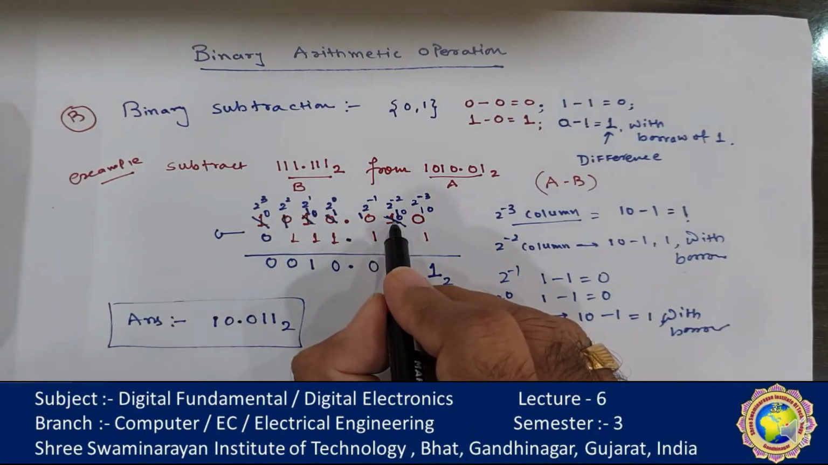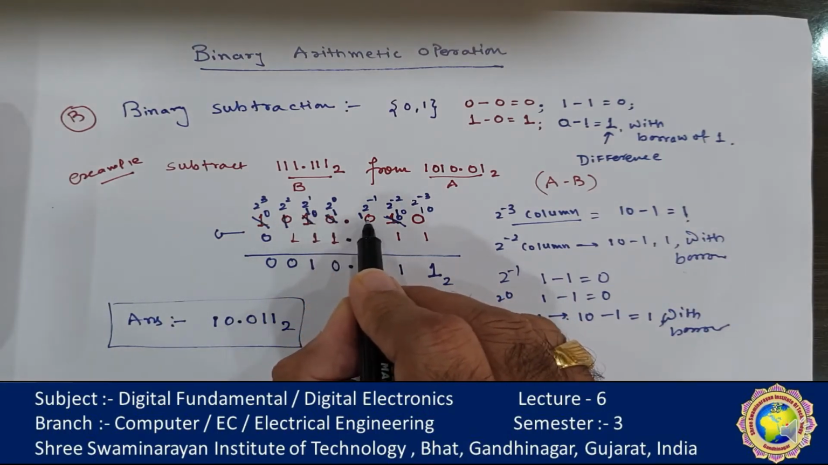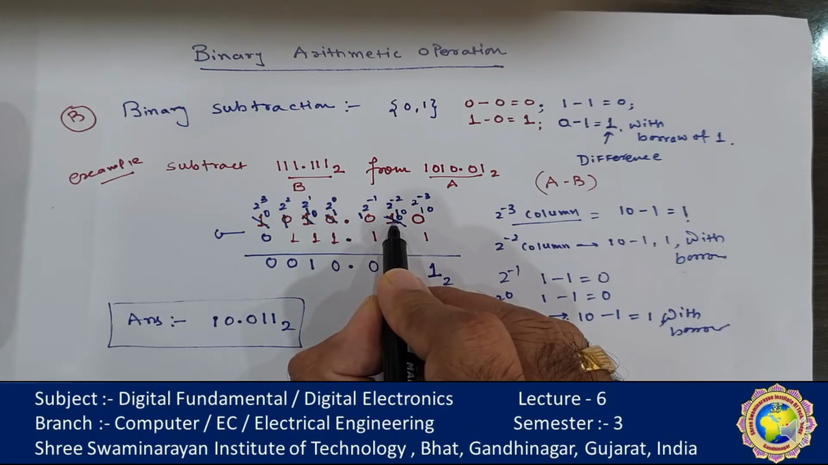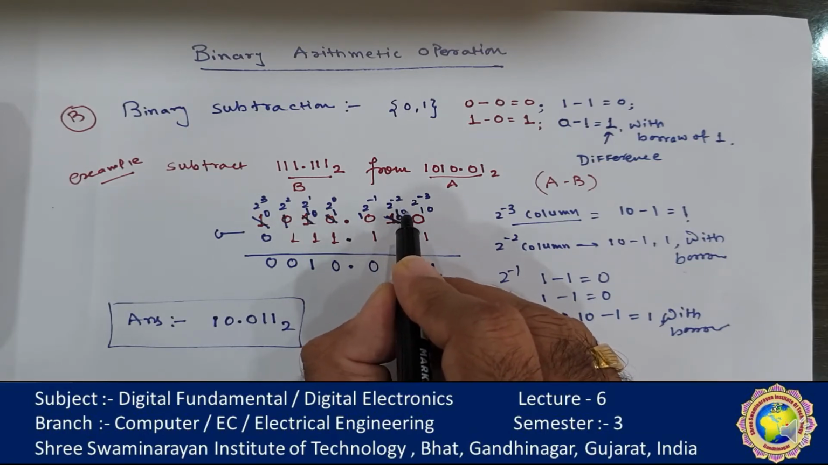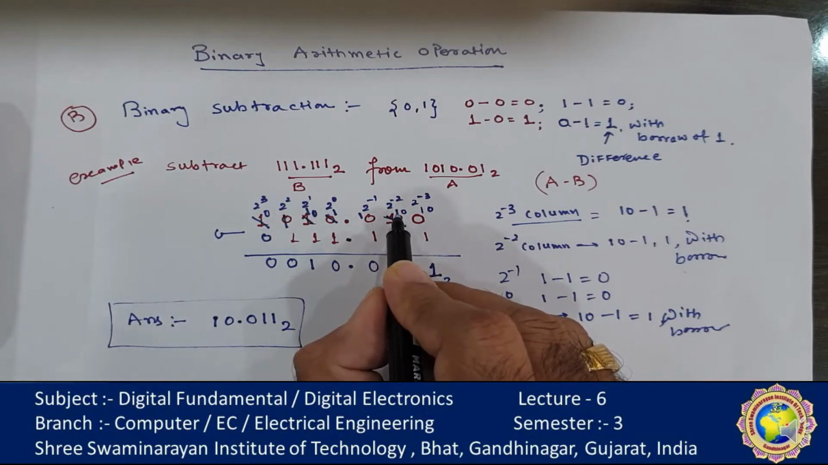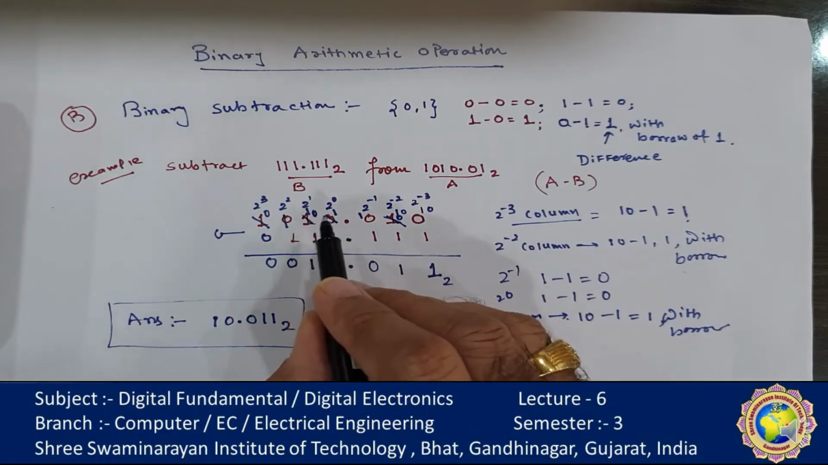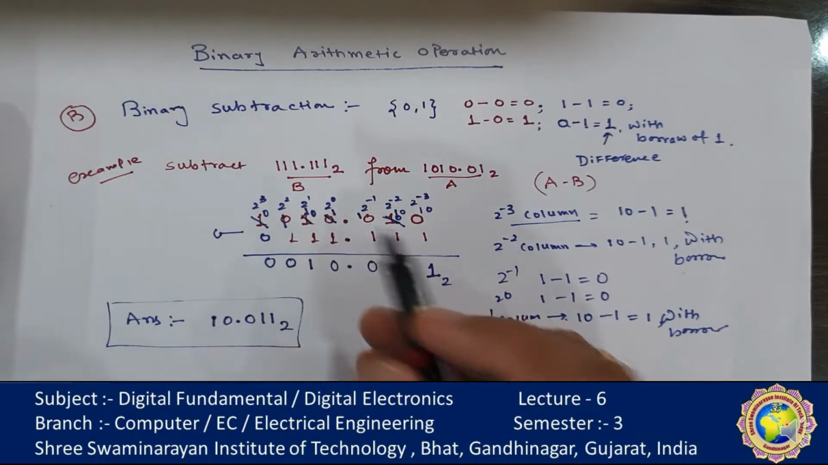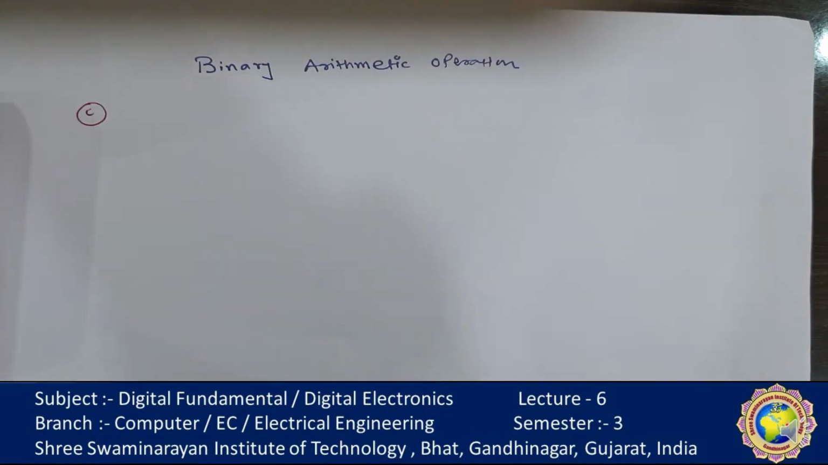Remember that thing, when we take the borrow from the previous one, 0 is replaced by 1 and whatever the current bit is, it adds 2 digits. So here it is 10, 10 minus 1 is 1 and we already took the borrow. I hope it makes sense how we can subtract one binary number from another binary number.